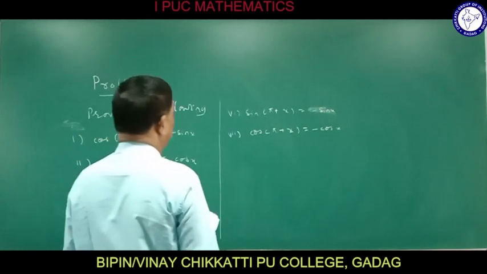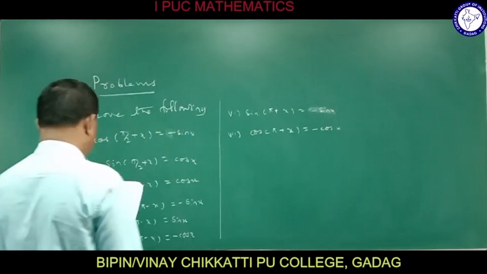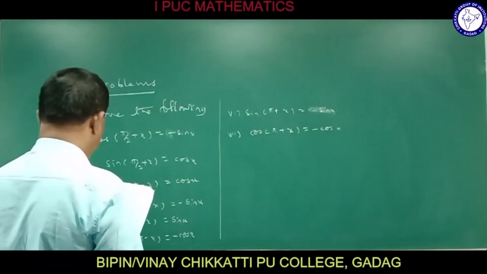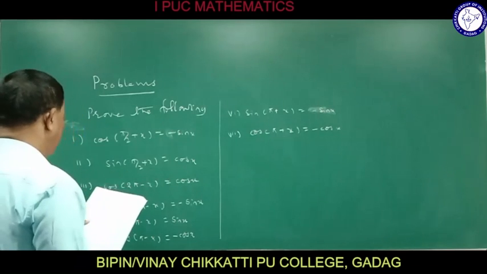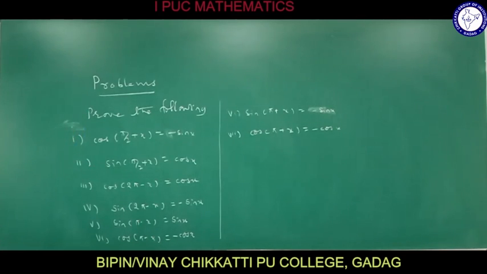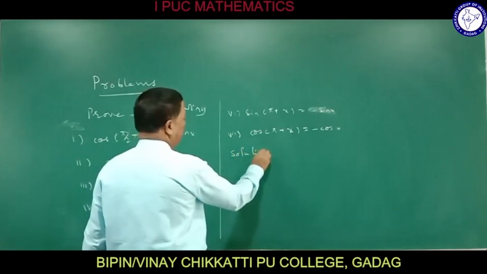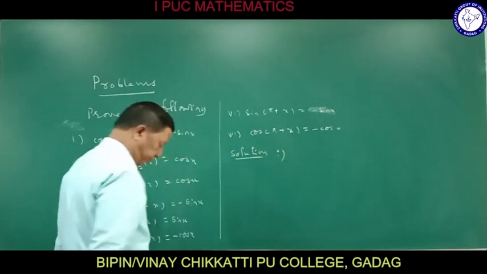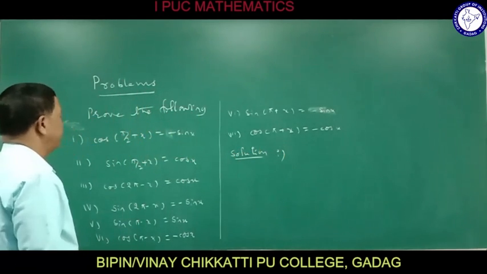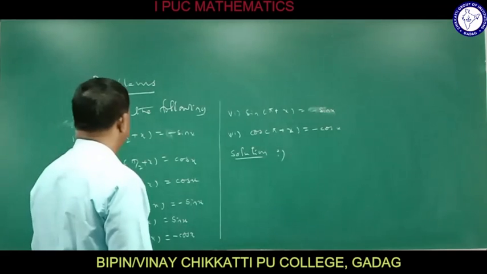Even though so many problems are there here, I have to prove only a few, and that too for reference. Sin of pi plus x, cos of pi plus x. And one thing, how can these be proved? Look at this. In a simple way I will take number 1. But you have to remember, at last I will tell you how to remember. These are not problems, these are results we get by derivation.